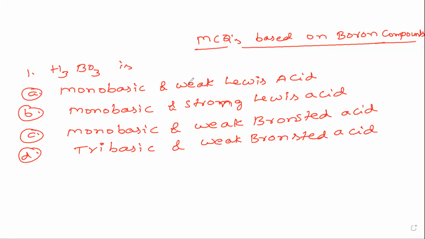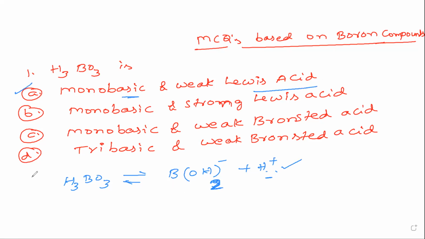So these are the 4 points we have. The right answer: you already know that H3BO3 in aqueous solution changes to B(OH)4 minus and H plus ions. So it is monobasic and a weak Lewis acid, because it is giving only one H plus ion. It is called monobasic, and it is a weak Lewis acid. So this is the solution.